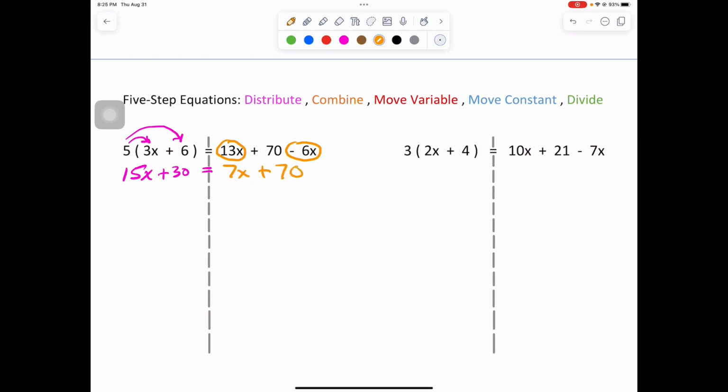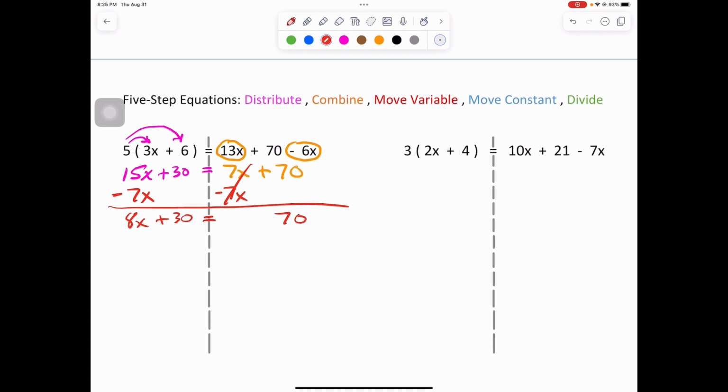Okay, now what we can do is move the variable, preferably the one with less value. So we will move the 7x by subtracting 7x from both sides. 15x minus 7x is 8x. Bring down your plus 30. Bring down your equals. 7x minus 7x, cancel that out. And bring down your 70.